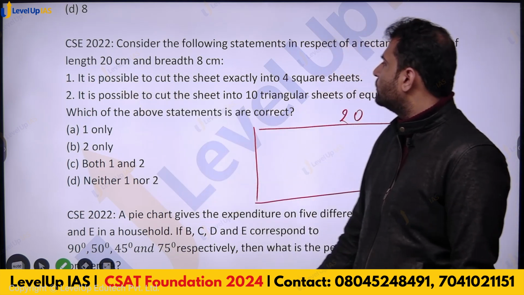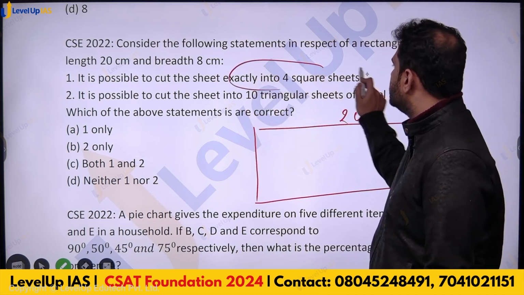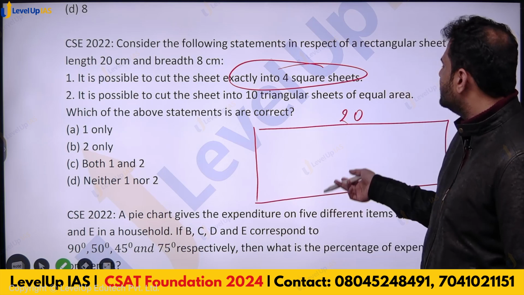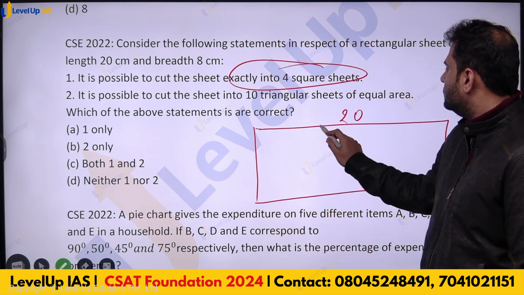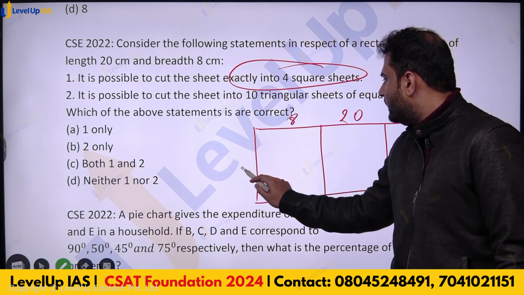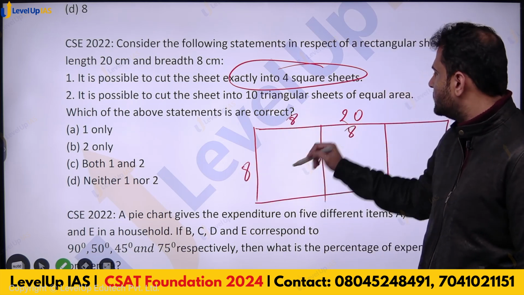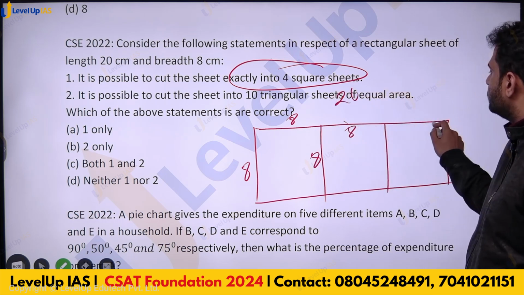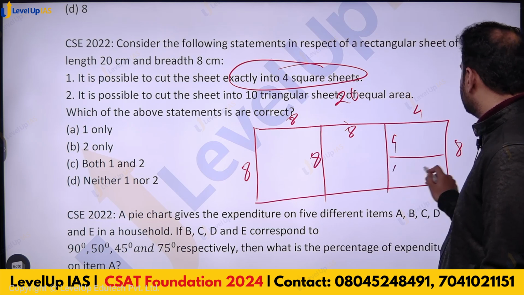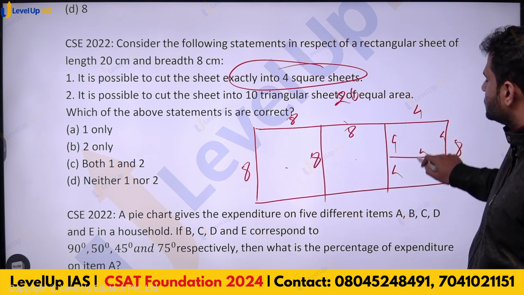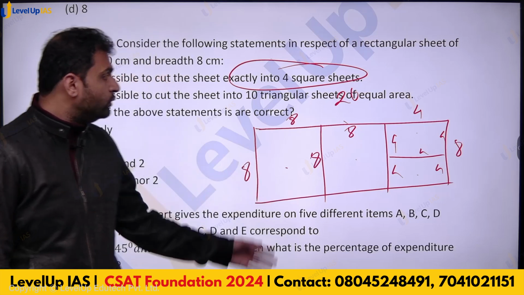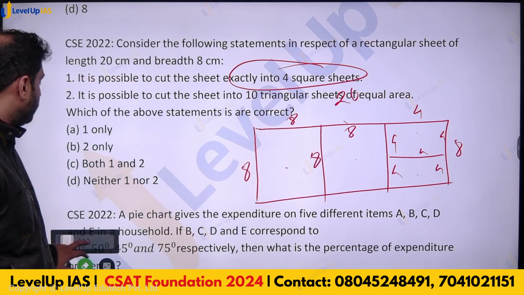First statement says it is possible to cut the sheet into 4 square sheets. Now note that they have not said 4 equal square sheets. They are just saying 4 square sheets. So if you simply try to divide this, we have 8, 8, 8, 8. So this 8 plus 8 is 16. Out of 20, we have 16 here. So this is 4. And we just divide this. So this side is 4. This side is 4. This side is 4. This is 4. So this is 1 square, 2 square, 3 square, and 4 square. So by playing around a bit, you will find out that it is indeed possible to divide this rectangular piece into 4 squares.